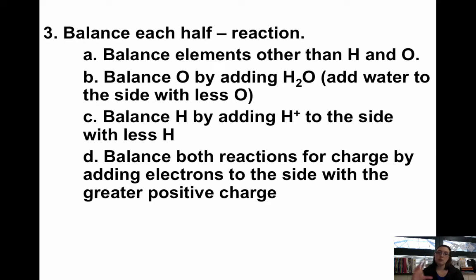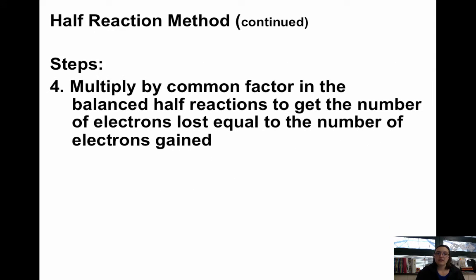So we start by doing moles, then we deal with balancing by charge. And then we have to multiply by a common factor in order to get our electrons equal, because we have to make sure that the electrons lost equal the number of electrons gained. Think about this like Hess's law. We had to multiply in order to get everything to equal. Well, that's what we have to do, except with electrons.